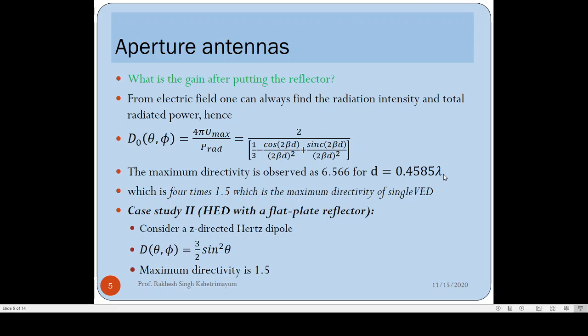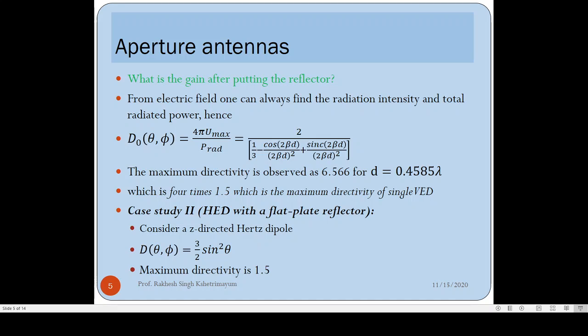So that means this is the optimal value of d to get the maximum directivity of the vertical electric dipole with the flat plate reflector. You can observe that at the start, the directivity of the vertical electric dipole was 1.5, but now it turns out to be 6.566, which is almost more than 4 times that of the single vertical electric dipole. So when I put a flat plate reflector at a distance d from the vertical electric dipole, the directivity has increased 4 times.